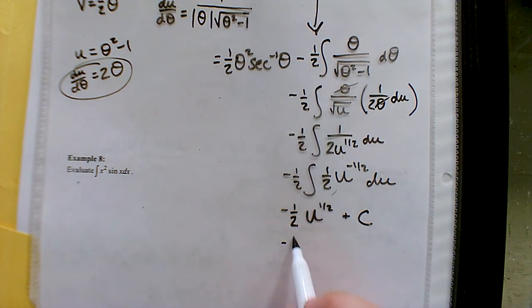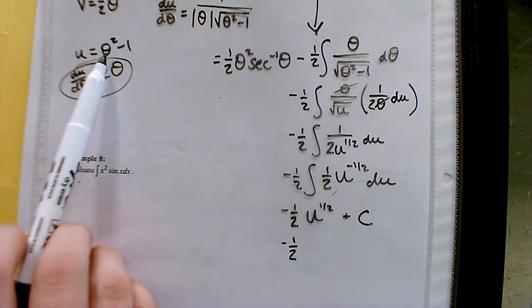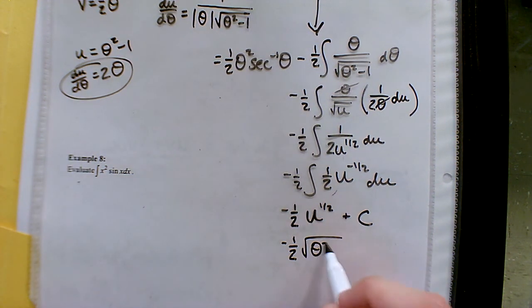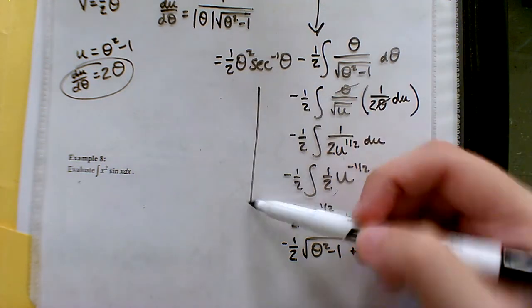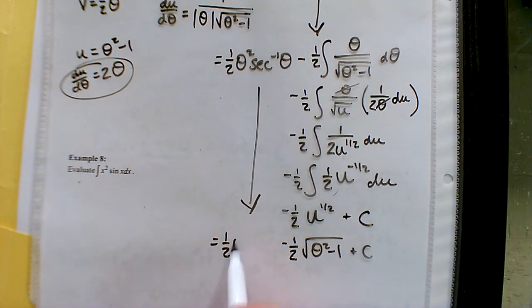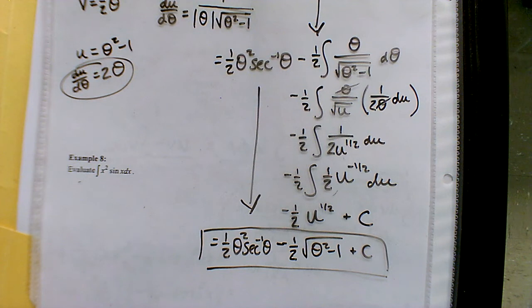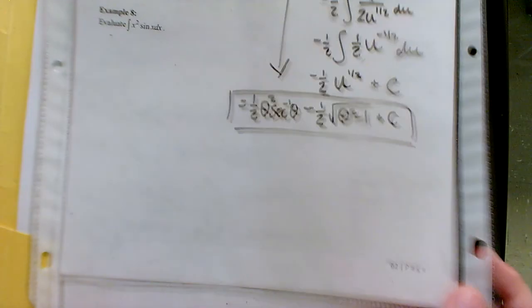Right? And we identified the u variable to be theta squared minus 1. And let's bring down the u times v part from the beginning. There's our antiderivative. Alright. Let's check out the next one.